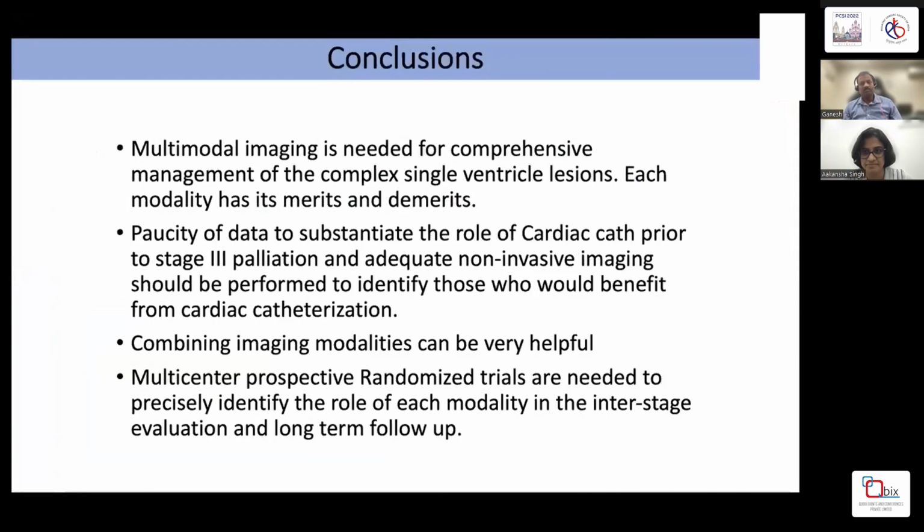So, conclusion: multimodal imaging is needed for comprehensive management of single ventricle patients. Each modality has its merits and demerits. There is a paucity of data to substantiate the role of cardiac cath prior to stage 3 palliation, and adequate non-invasive imaging should be performed to identify those who would benefit from cardiac cath. Combining imaging modalities under the same anesthesia can be very helpful, and multi-center randomized controlled trials are needed in the future to identify the role of each imaging modality in the interstage evaluation and long-term follow-up.